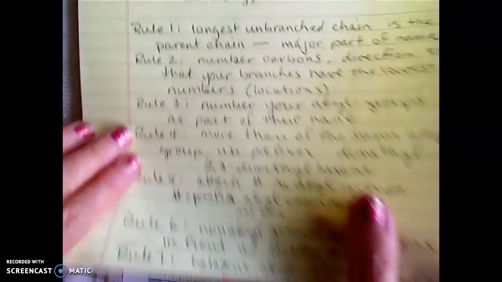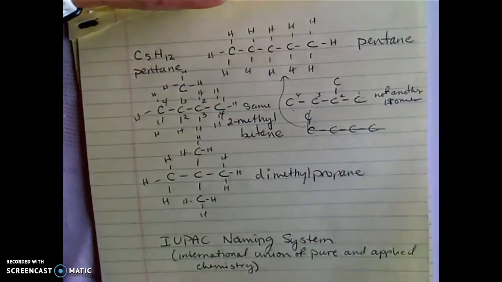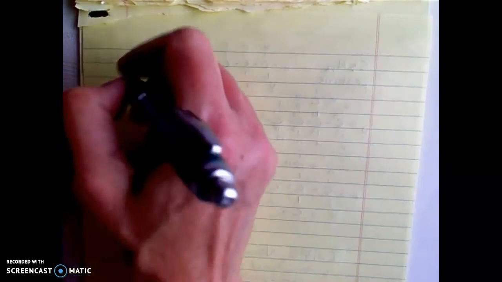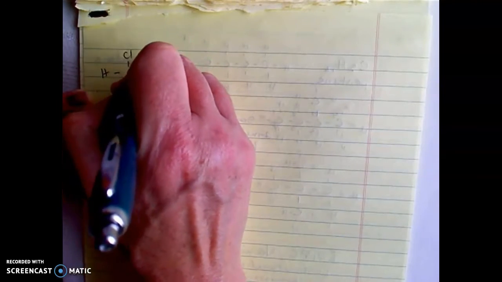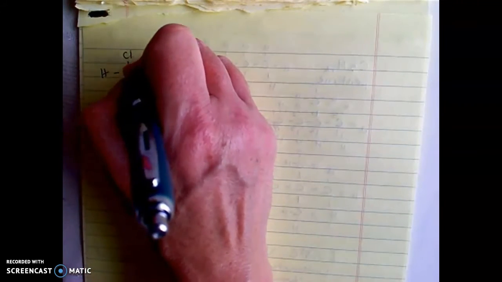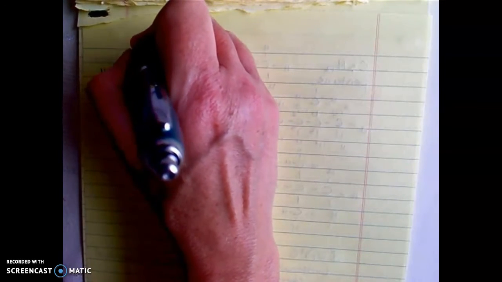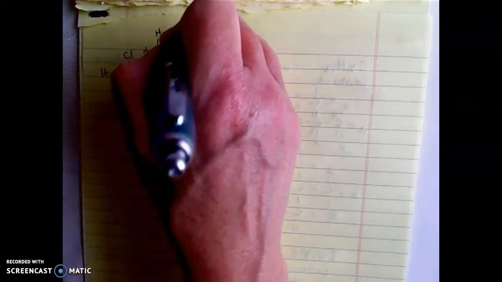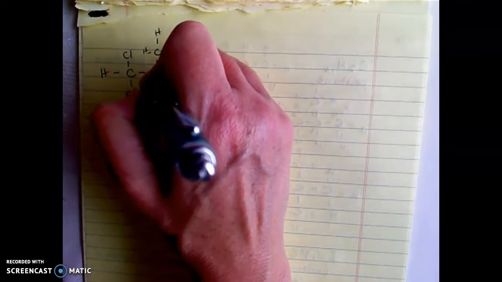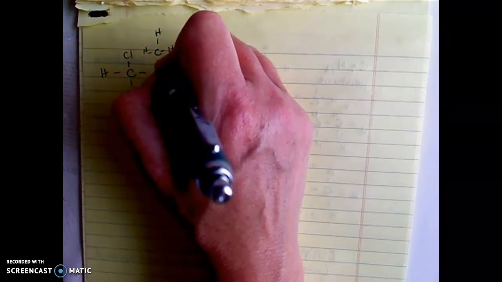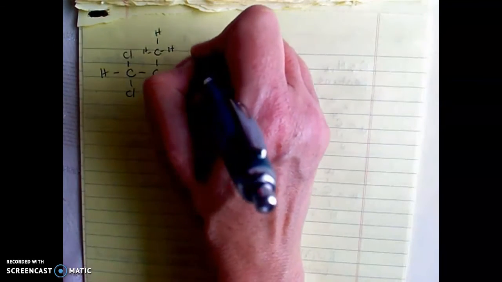All right, let's look at an example. We'll give you a complicated one so that you can see all of these rules coming together. So let's go with C, H, Cl, Cl, C, C, H. They get really, really tight, and so you have to look really, really close. I'm going to give myself a little more room here.